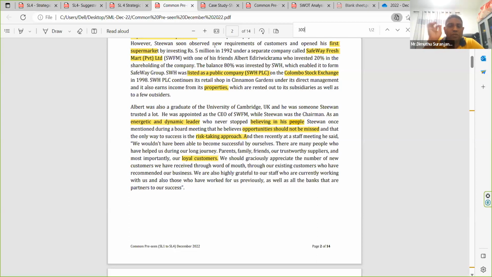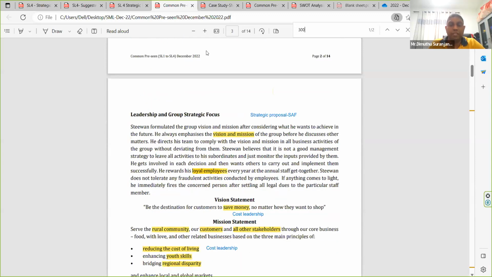Through our existing customers who have recommended our business. We are also highly grateful to our staff who are currently working with us, and also those who have worked for us previously, as well as all the banks that are partners to our success. He's thinking about the employee a little bit.